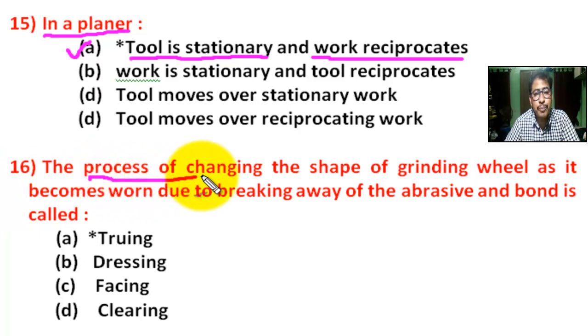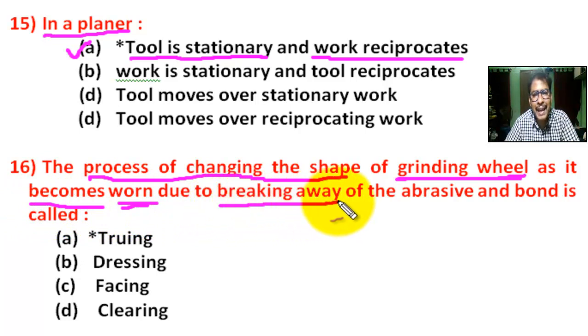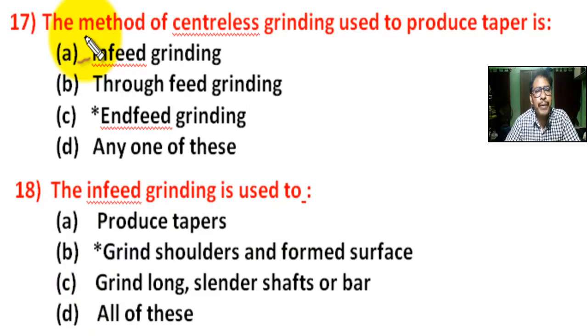Question number 16. The process of changing the shape of grinding wheel, as it becomes worn due to breaking away of the abrasive and bond, is called, there are 4 options. Correct answer is A. Truing.